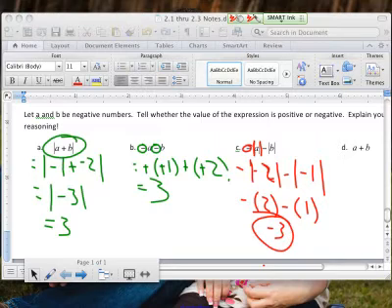And finally, D is going to be negative. Why? Well, anytime you add two negative numbers, you will always stay negative.